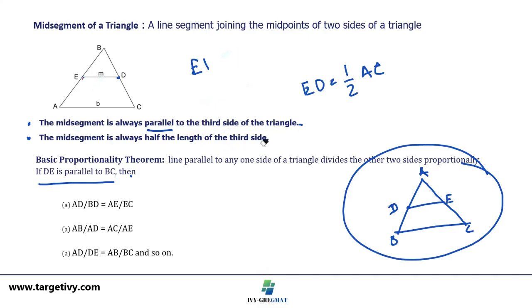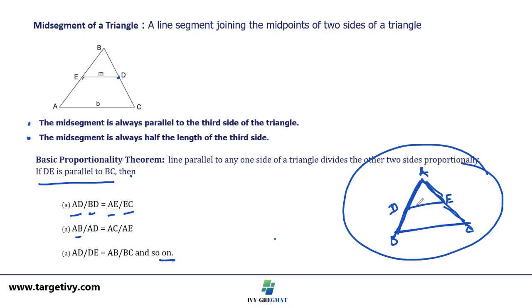This is an extension of whatever we are learning. So if DE is parallel to BC, then AD by BD is equal to AE by EC, this by this. Similarly, this segment by this is equal to this by this, and so on and so forth. So we can actually make multiple parallels here. So proportionality is there of the two sides.